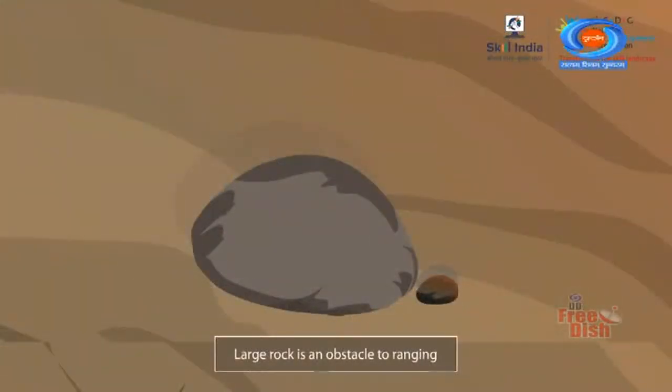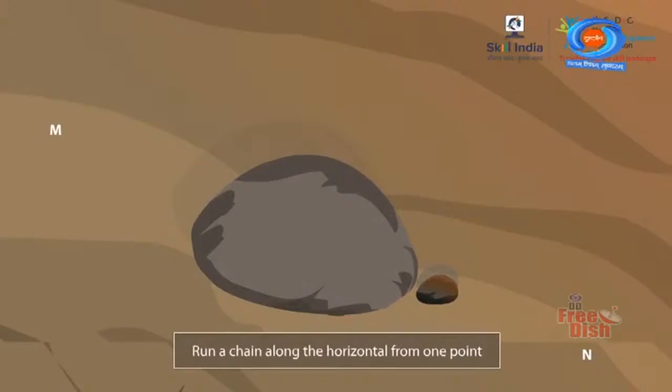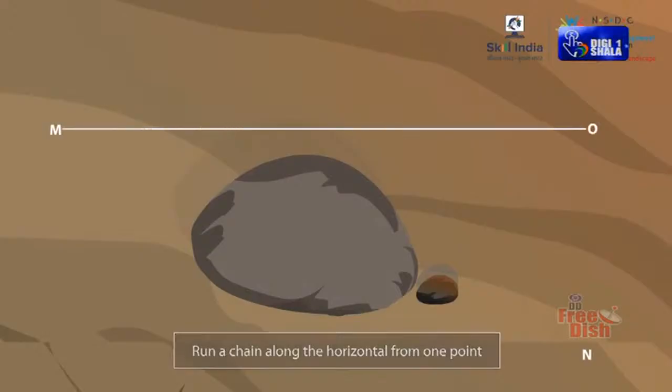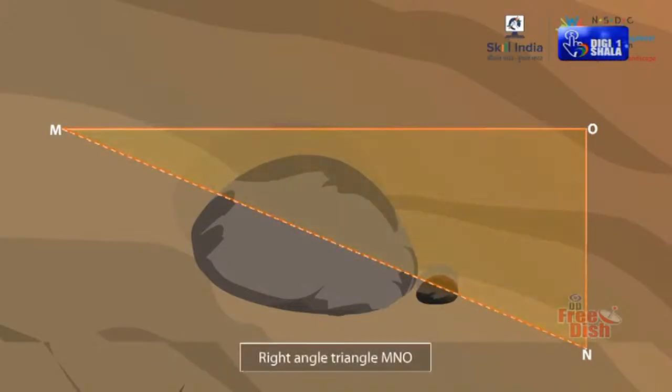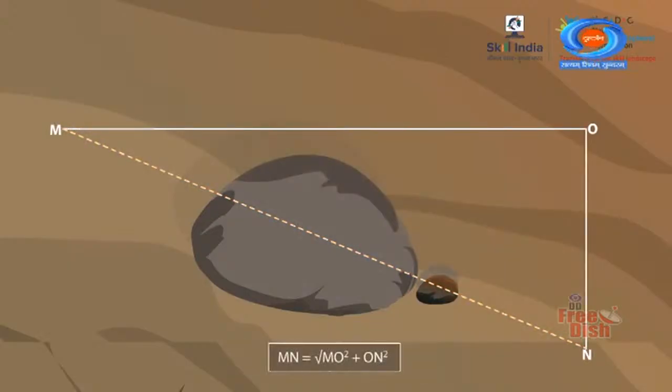Now, take a look at the points M and N. There is a large rock between them, so ranging cannot be carried out. But you can run a chain along the horizontal from M towards N up to the point directly opposite N, which is O. After that, run the chain from N to O. In this way, you obtain a right angle triangle MNO. As MN is the hypotenuse of the triangle, you can calculate its length with the formula MN equals under root MO square plus ON square.